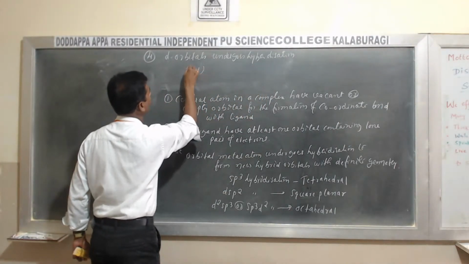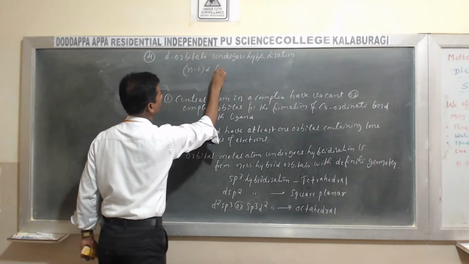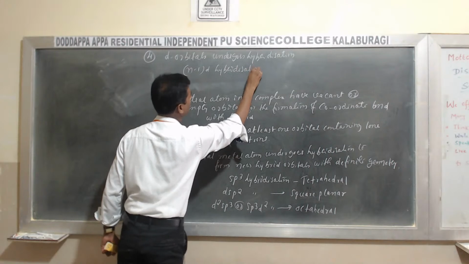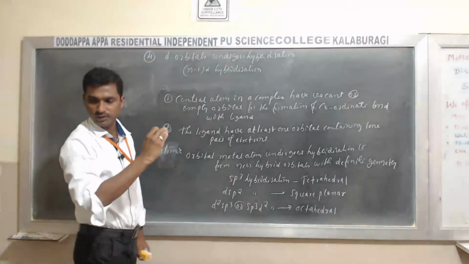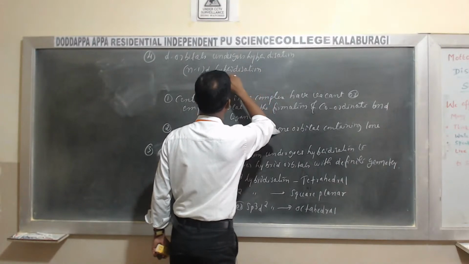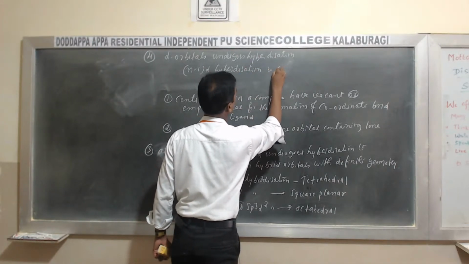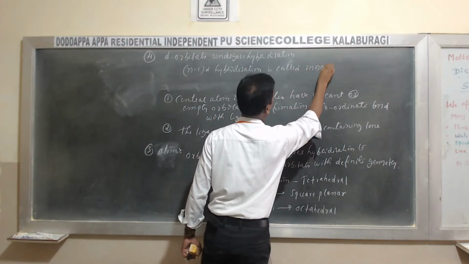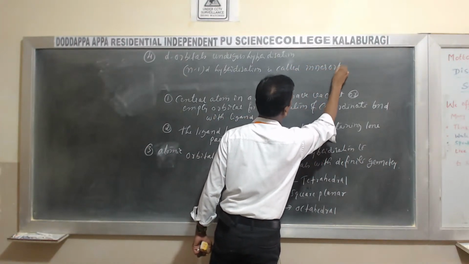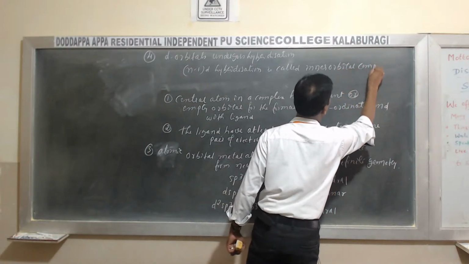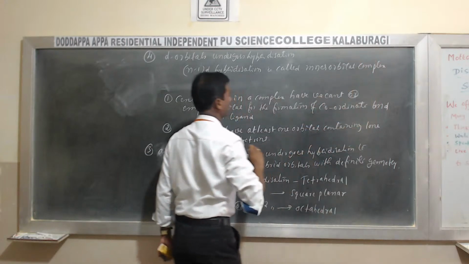(n-1)d hybridization. This type of complex is called an inner orbital complex. This is an inner orbital complex.